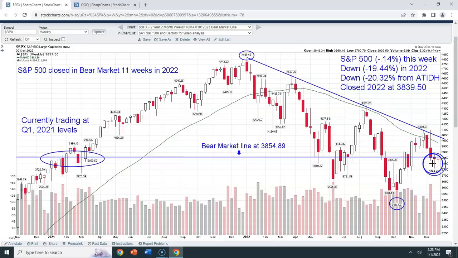And where we're trading right now, guys, we're trading at levels that we first achieved back in Q1 of 2021. So I circled that area here. We literally have round tripped, and we haven't made any progress now for 2 years, since the tail end of 2020, beginning of 2021. Is it possible that the worst is behind us and that this 3,491.58 level becomes the ultimate low for the S&P 500 during this bear market?